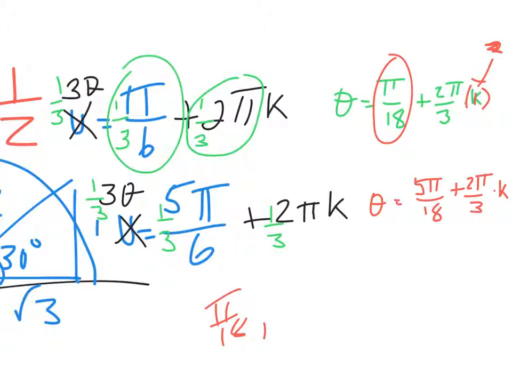I put in k equals 1, and then I actually have to do math. Pi over 18 plus 2 pi over 3. Wouldn't it be nice if this had the same common denominator? I times by 6 on the bottom and 6 on the top, because then I'll make it over 18s. That way they have a common denominator. And that makes it 12 pi over 18. 12 pi over 18 plus 1 pi over 18 makes 13 pi over 18.